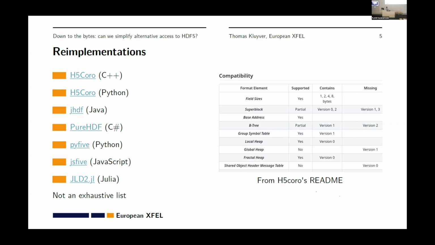But this table that I found in the README of one of the 2 things called H5Coro, they're both part of the same project, it's not a coincidental name, indicates what I mean by the challenge of this. Clearly they have implemented enough of the HDF5 spec to do what they need to for their use case, but there are substantial bits that aren't implemented. So, B-trees version 1 are implemented, B-trees version 2 are missing.